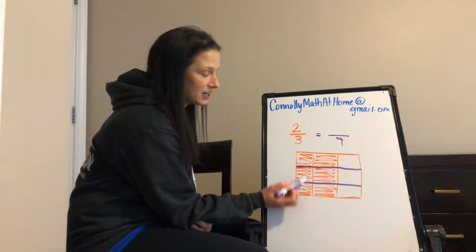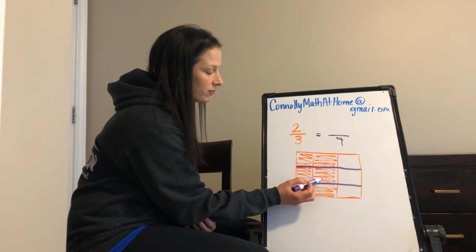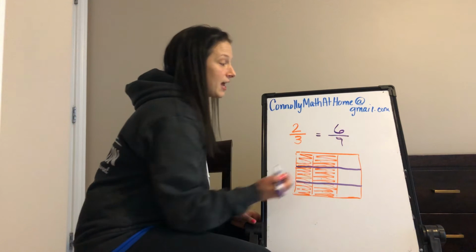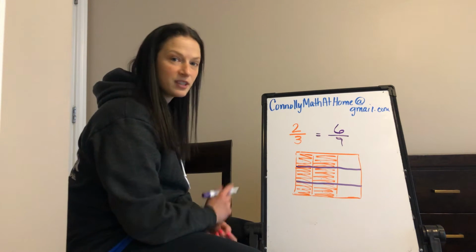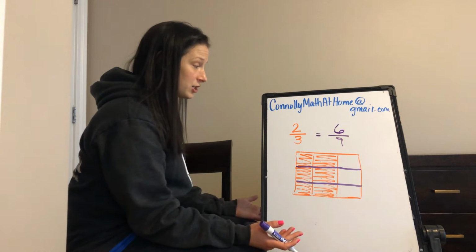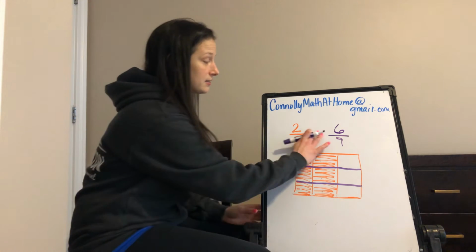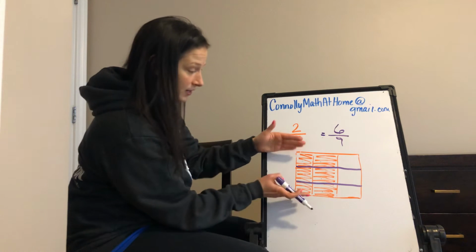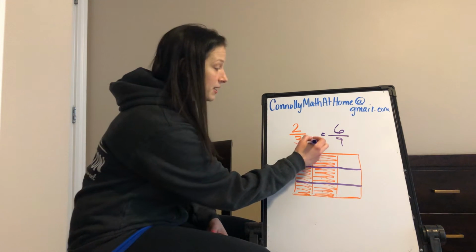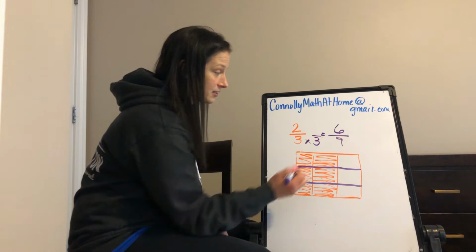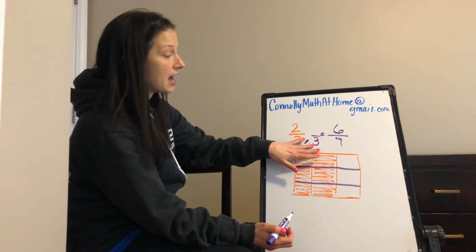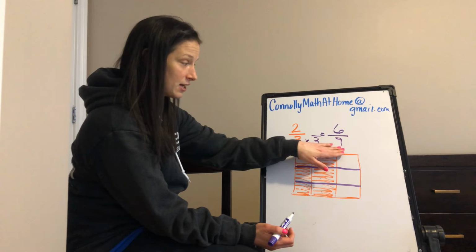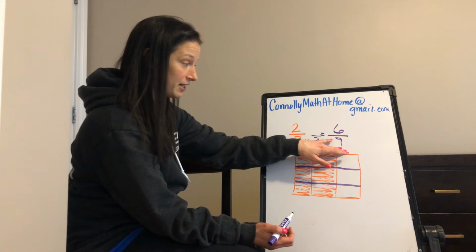1, 2, shaded in. 1, 2, 3, 4, 5, 6. We have 6 pieces out of 9 shaded in. So what is the relationship between 2/3 and 6/9? Well, what happened was I made the pieces smaller, as you can see. I made triple the amount of pieces. I used to have 3 pieces, now I have 9. So I multiplied the denominator by 3. That's how we got 9 as a denominator here.